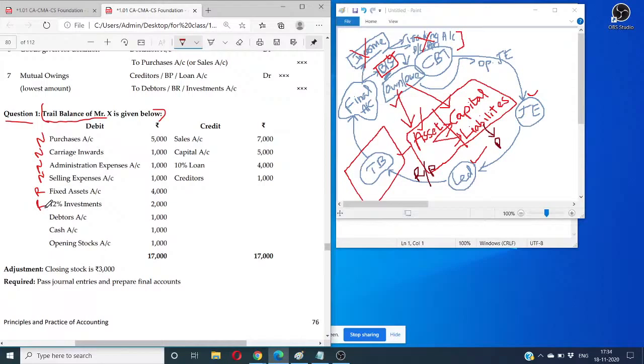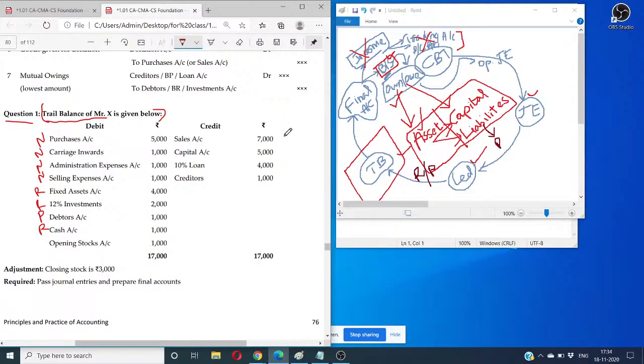Okay, real. Then what about the debtors? Come on, make it faster. Debtors is personal account. Amount payable to us means amount recoverable from third party, or he owes to us, or we own the amount recoverable from him. Cash, real account. And opening stock. Okay, opening stock, I'll keep it pending. Now sales.